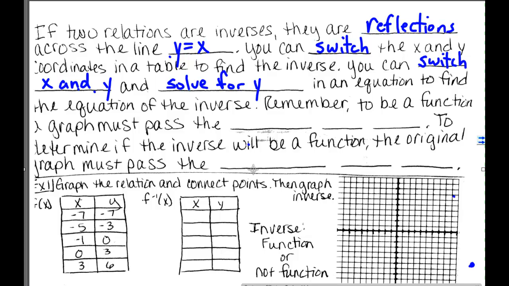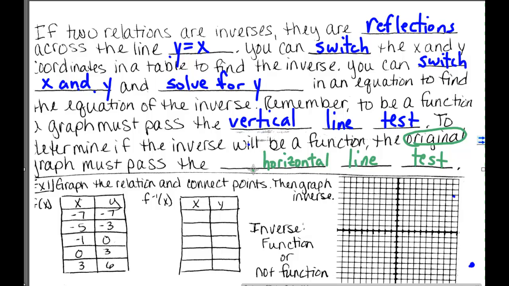Remember, to be a function, a graph must pass the vertical line test. To determine if the inverse will be a function, the original graph must pass the horizontal line test. New word there, horizontal line test.